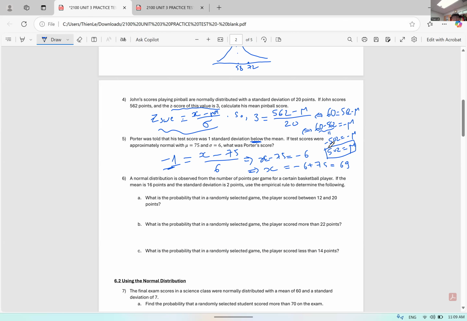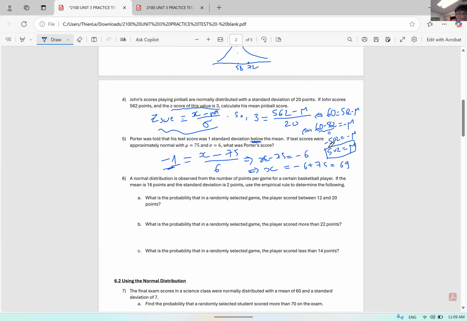Here, a normal distribution is observed for the number of points per game for a certain basketball player. If the mean is 16 points and standard deviation is 2 points, use the empirical rule, okay? Determine the following. So first of all, what does the empirical rule tell us? The empirical rule tells us that 68% of observations fall within one standard deviation from the mean, right? 95% within two, and 99.73% within three standard deviations from the mean, right?